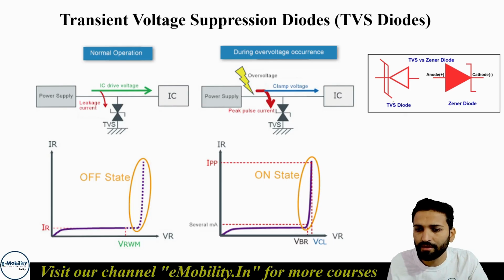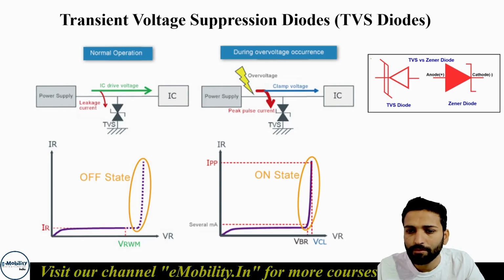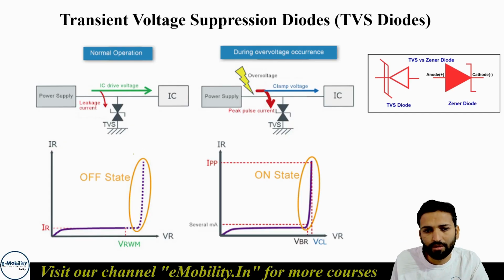They both, Zener diode and TVS diode, work in the breakdown region, but there is a very small difference between these two diodes. One of the main differences is that the transient voltage suppression diode is not used for voltage regulation. They are actually put there to protect the circuit.